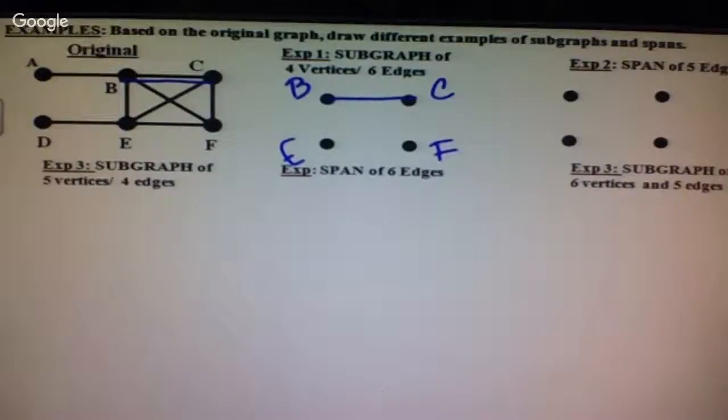B to E. E to F. F to C. C to E. And B to F. I thought you said they couldn't include. Yeah, we're not actually doing full-out networks yet. We haven't actually turned the subgraph into a network yet.